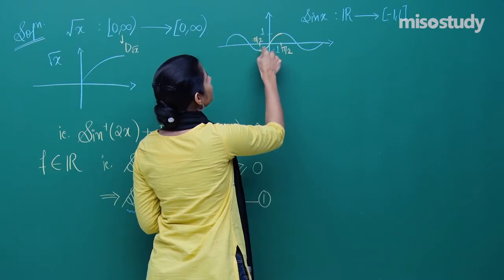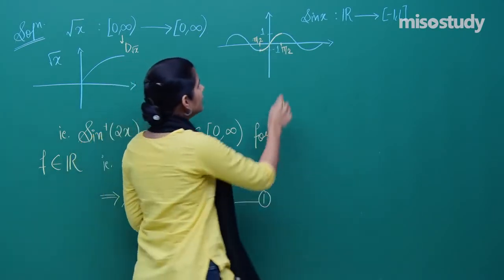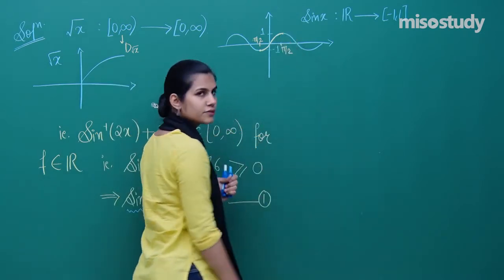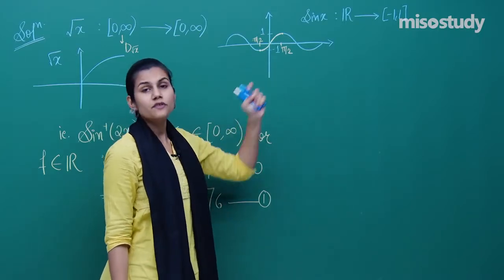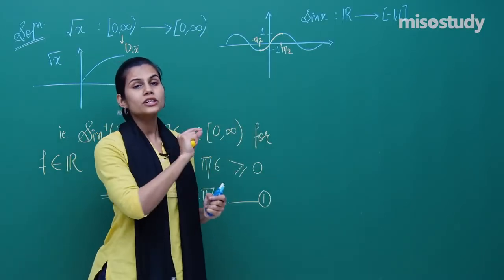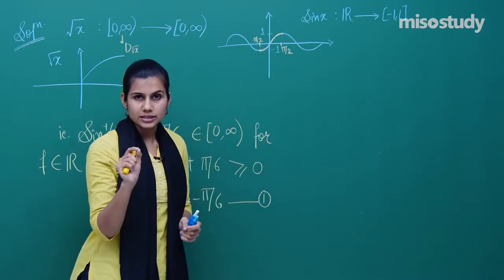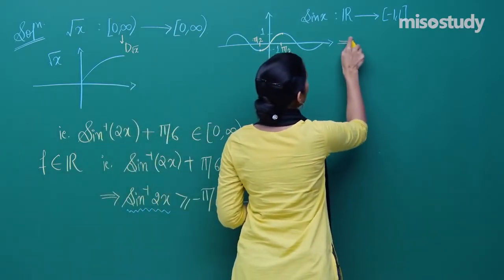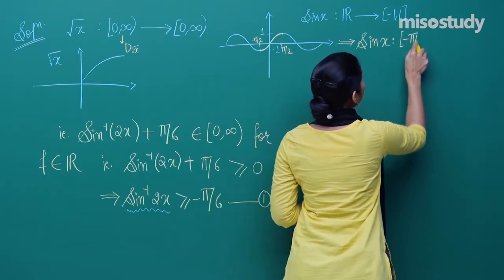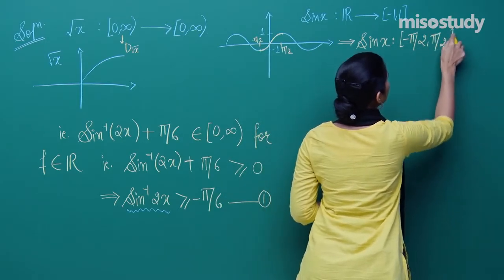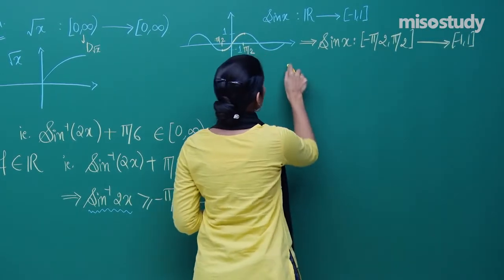Corresponding to this interval minus pi by 2, pi by 2, the function will be attaining all values from minus 1 to 1, and only this yellow portion of the graph will be drawn. If you just consider this graph, drawn corresponding to minus pi by 2, pi by 2, it is an increasing function's graph, and therefore any horizontal line you draw will intersect this yellow portion only once. That is why I say that sine x from minus pi by 2, pi by 2 to minus 1, 1 is both 1-1 and onto.